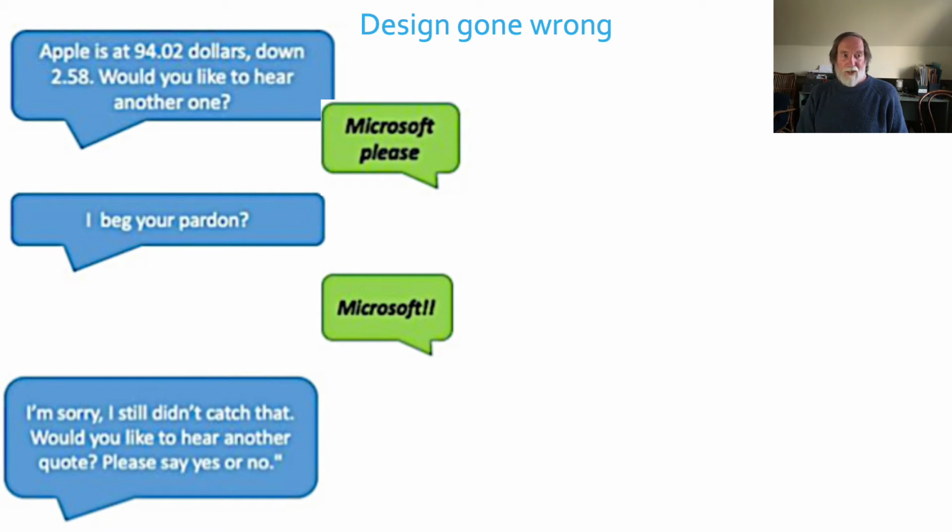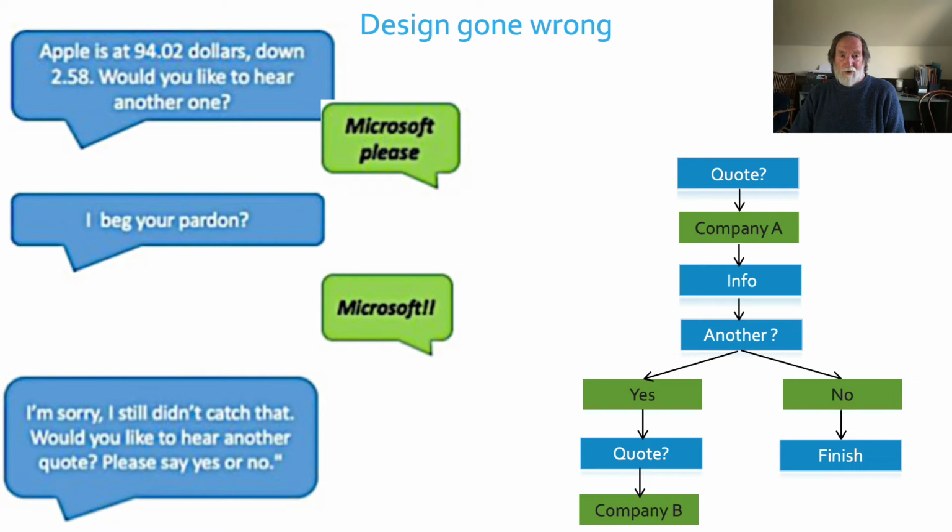So in other words, when the system asks, would you like to hear another one? It wants to hear the answer yes or no, as you can see here in the flow for the diagram. And only when it's got yes or no will it then continue with either asking for a quote or closing down the conversation.